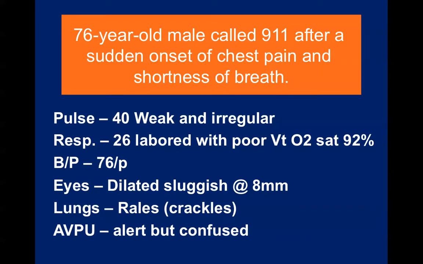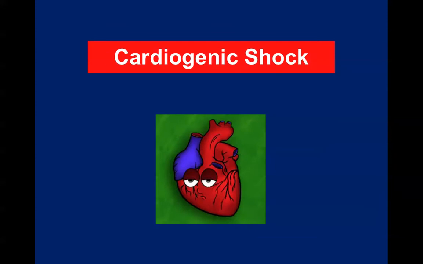This is a little old person who called 911 after a sudden onset of chest discomfort and shortness of breath. They have a slow, weak, irregular pulse. They have labored breathing with poor tidal volume, 92% on room air. So you're going to go with some oxygen on this definitely. Very low blood pressure, rales, crackles in the lungs. So we have maybe some left-sided heart failure going on as well. So this is cardiogenic shock. This person's shock is caused by the heart failing. Most common cause of this is a myocardial infarction, a heart attack.